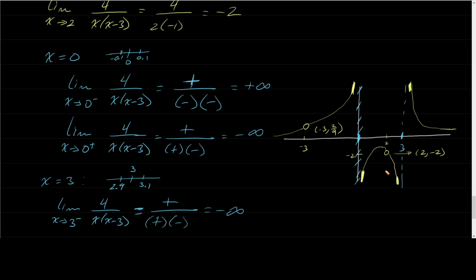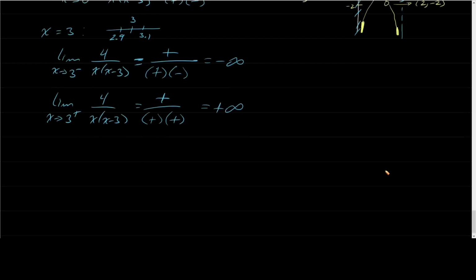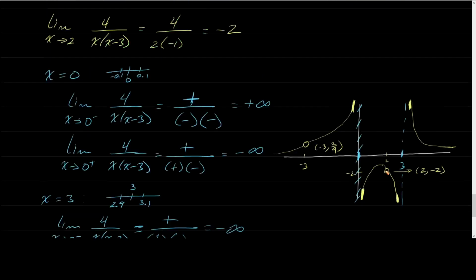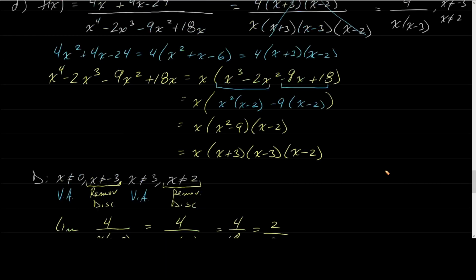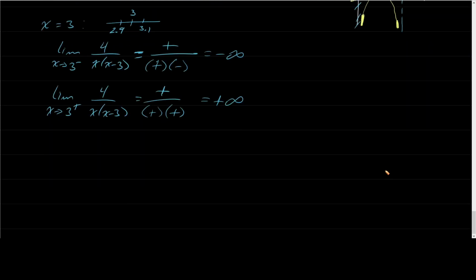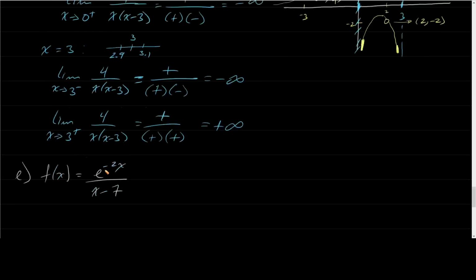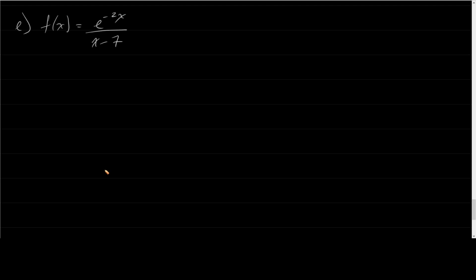Let's do another one. So that was example what? D? I think, yeah, D. So E. And this one says f of x is equal to e to the -2x over x minus 1. Let's do x minus 7, just to vary it up a little bit. We've had a lot of ones in these examples. So all right, here we go.